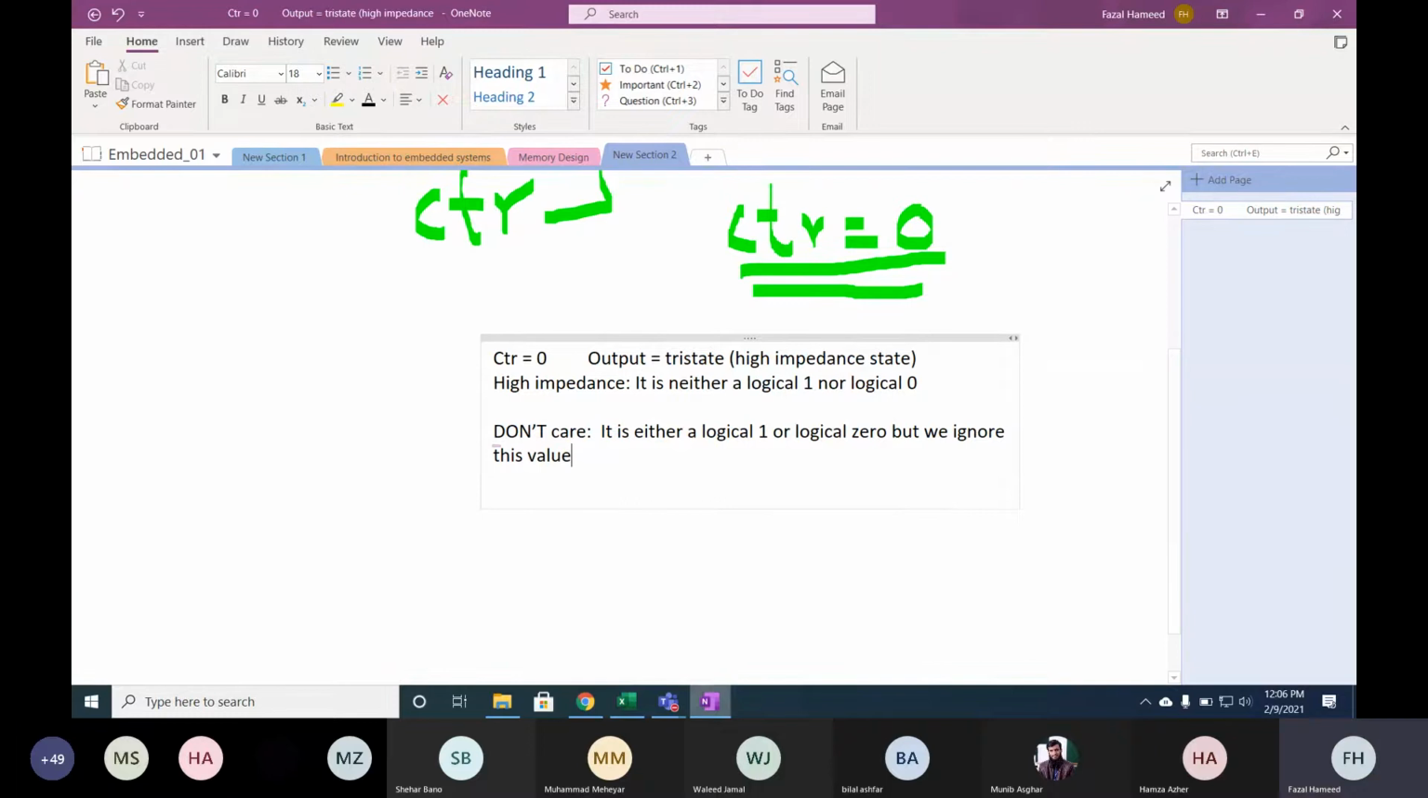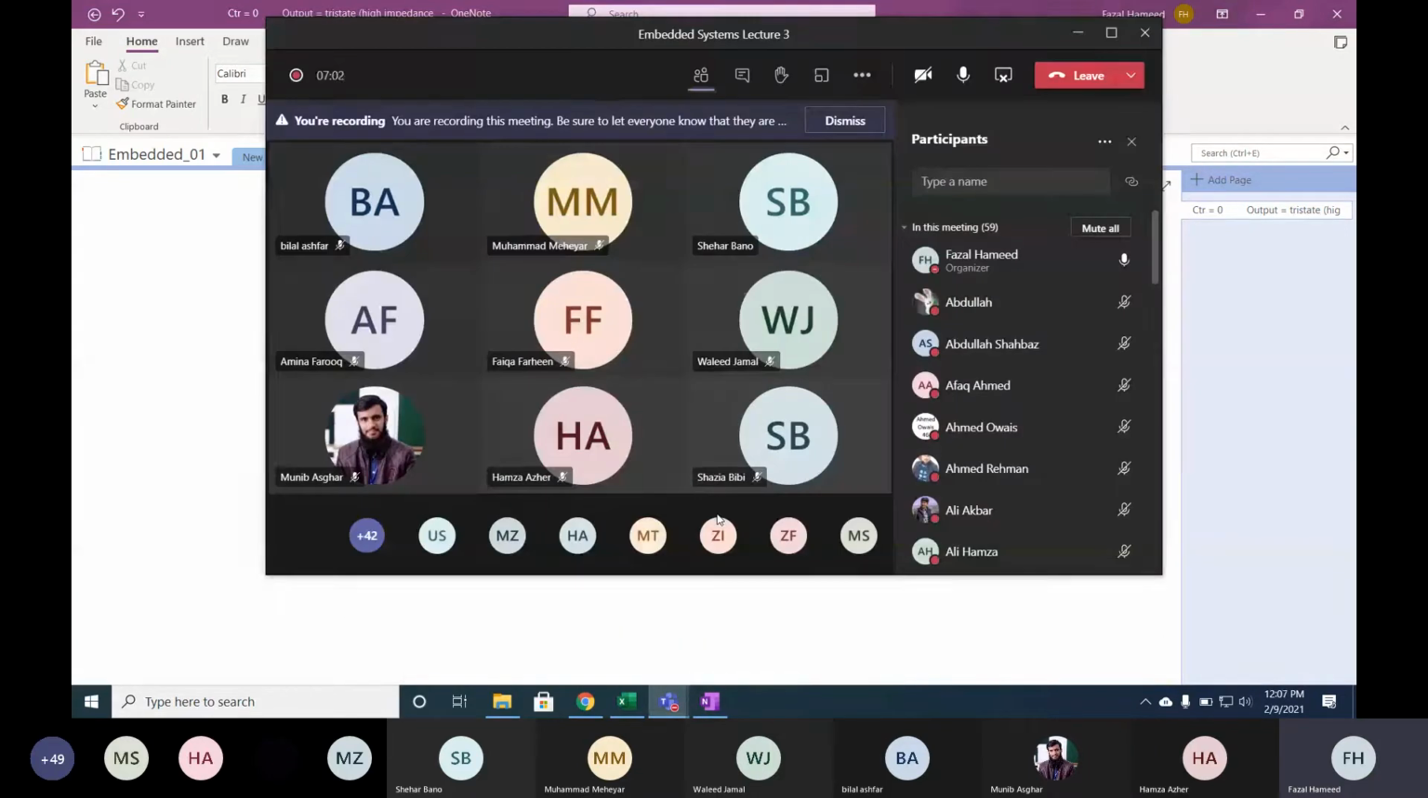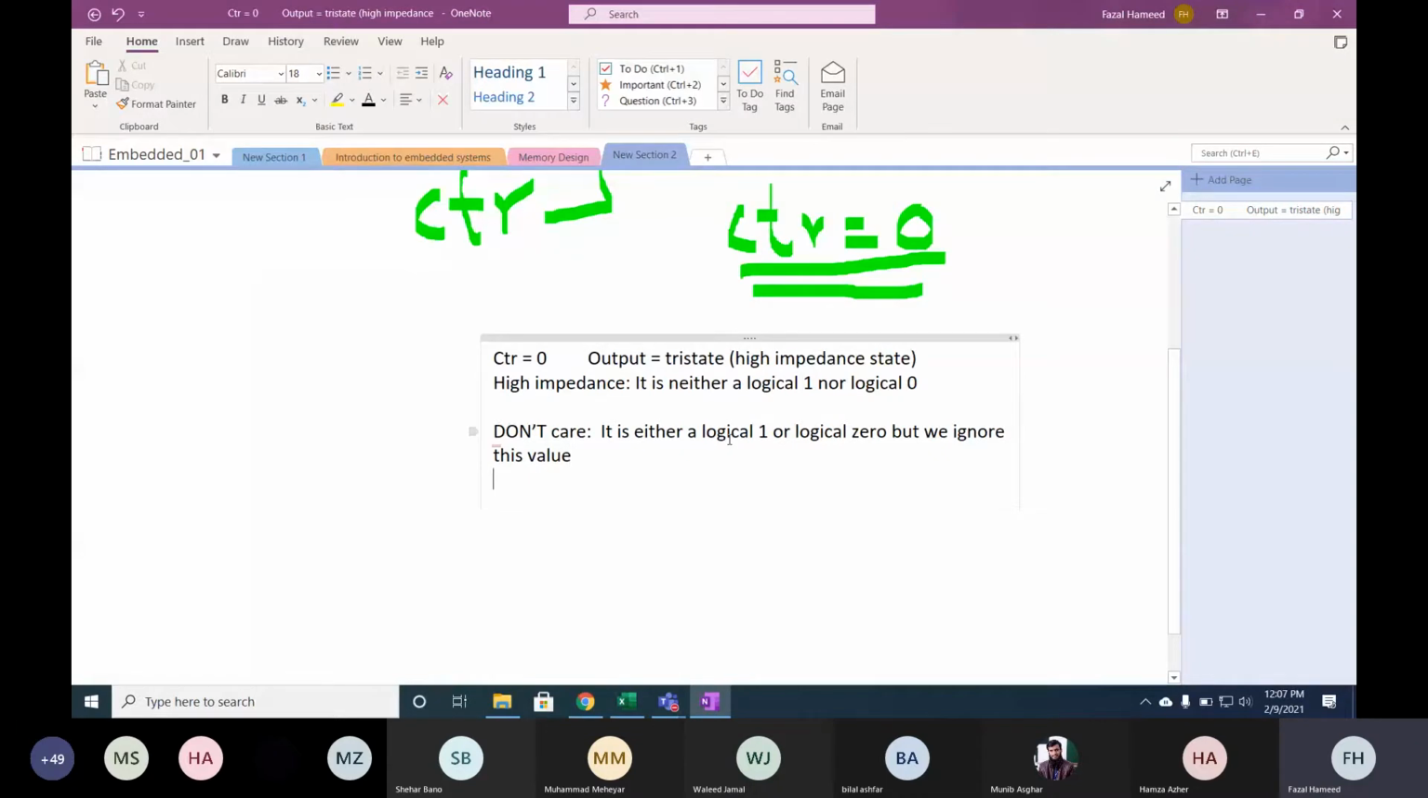I will explain this with an example. Let's assume I'm teaching you in the class, and one student has raised his hand; it means it's a logical one, and a student who has not raised his hand is a logical zero. If a student has raised his hand and is asking me a question and I'm ignoring him, this means it's a don't care. Let's assume 15 students have raised their hands and I'm not even considering them. So it's a don't care. Don't care means x.